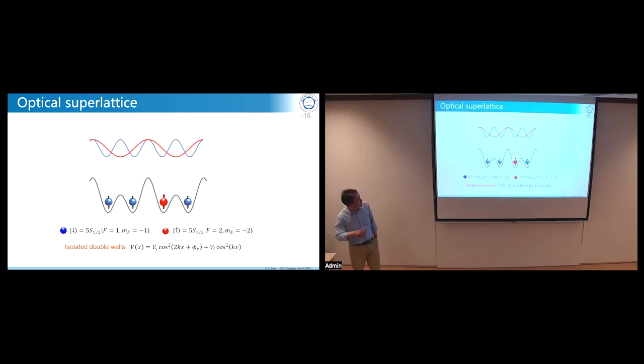With that, putting the atoms there, we use the pseudo-spins of two hyperfine levels, F equals 1 mF minus 1 and F equals 2 mF minus 2. There is a 6.8 gigahertz separation between them. We use a microwave to address some of them to make a spin flip.